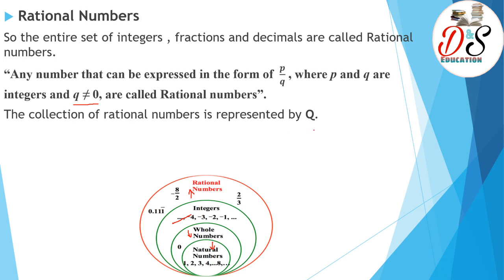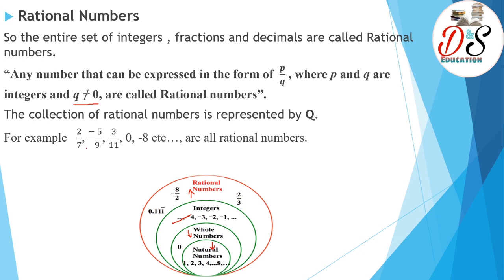Now we will discuss examples of rational numbers. So we have 2 upon 7, minus 5 upon 9, 3 upon 11, 0, minus 8. These are all rational numbers.